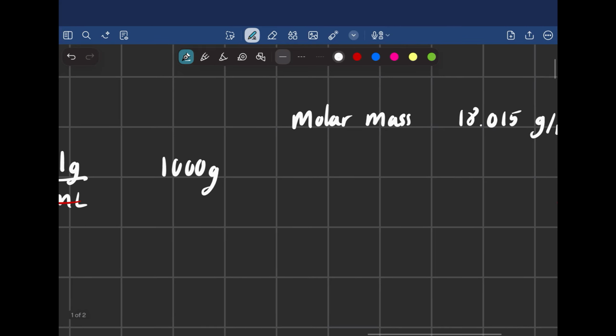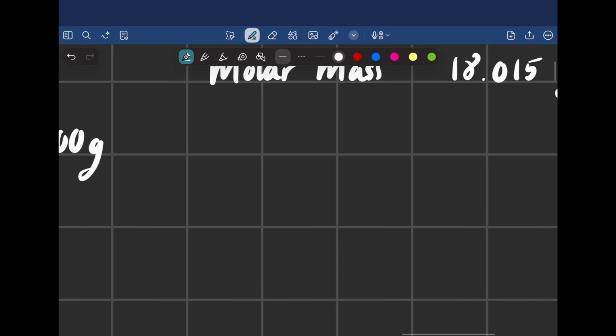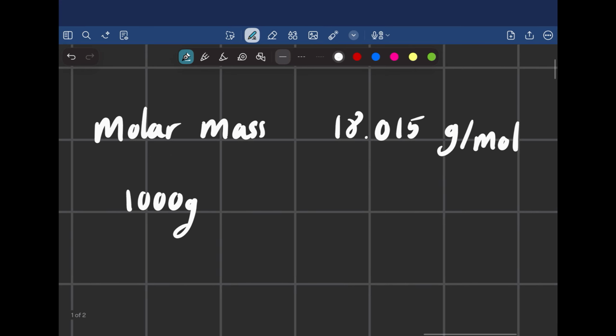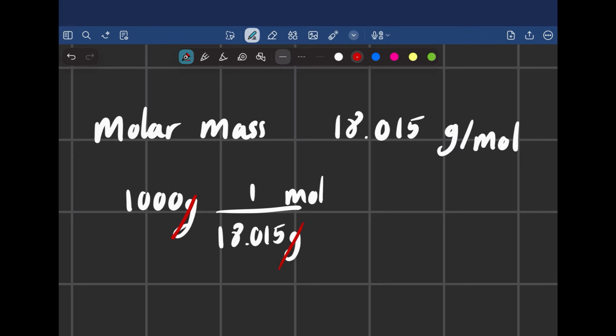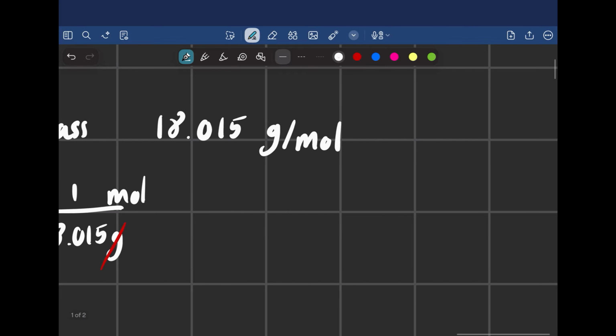If we then use a similar thing here, we have 1,000 grams, and now we want to cancel grams, so we're going to be flipping it over. So we're going to have something like this, 18.015 grams per mole. These units cancel, and we can calculate that it's about 55.5 moles.